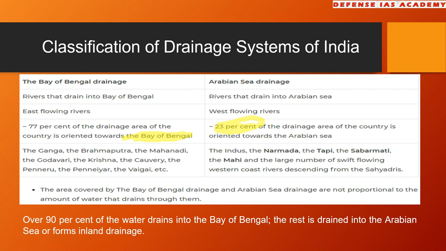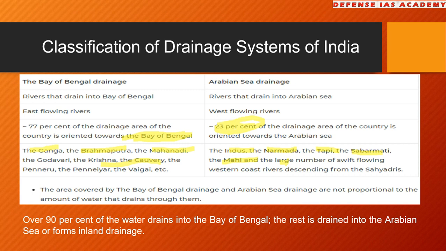Now, rivers like the Ganga, the Brahmaputra, the Mahanadi, Godavari, Cauvery, the Krishna, the Penner, and the Vaigai, etc., are the rivers that drain into the Bay of Bengal. And the west flowing rivers, the Indus, the Narmada, the Tapti, the Sabarmati, the Mahi, and the large number of swift flowing western coastal rivers descending from the Sahyadris, are the rivers that drain into the Arabian Sea.